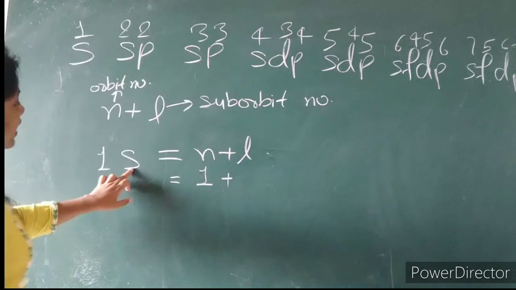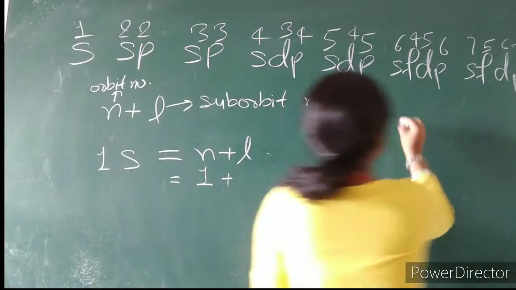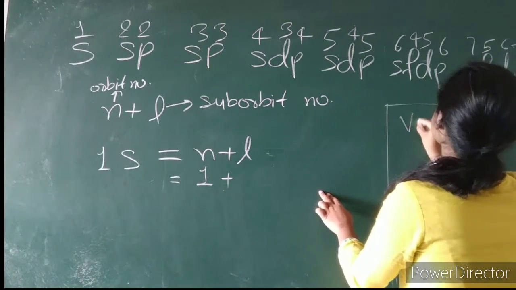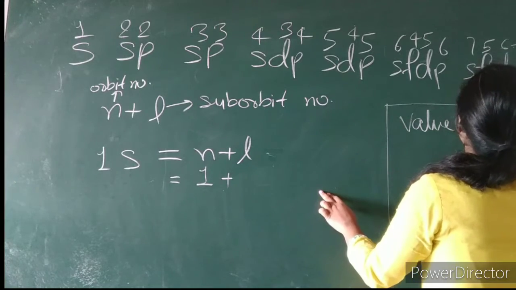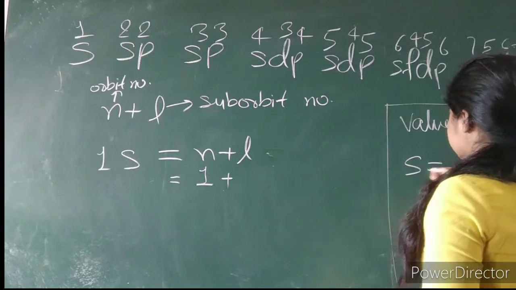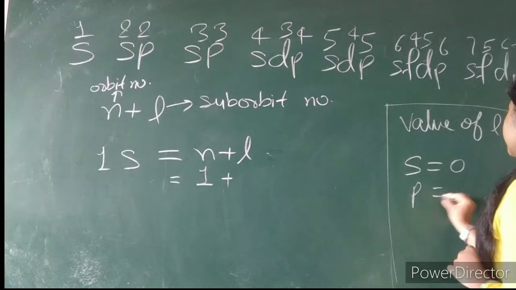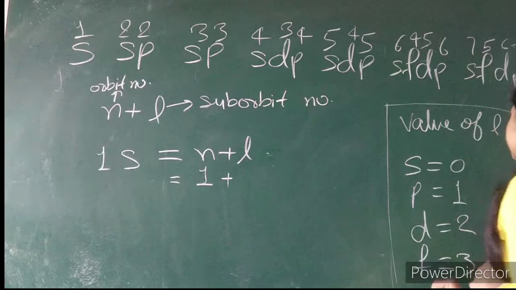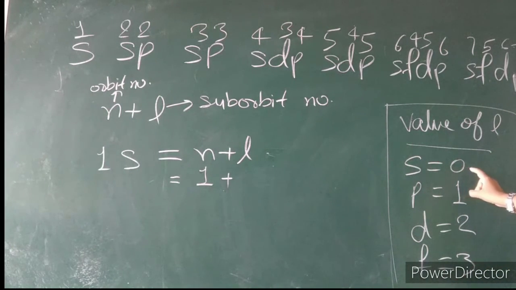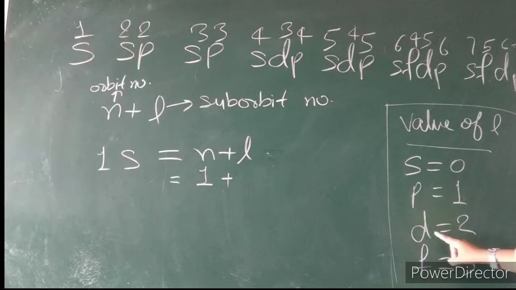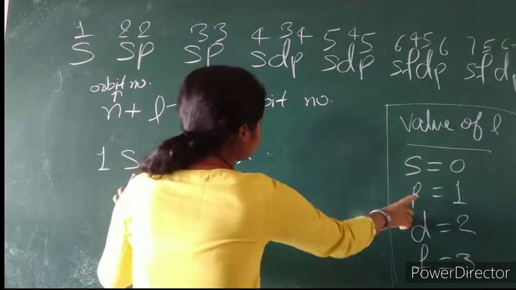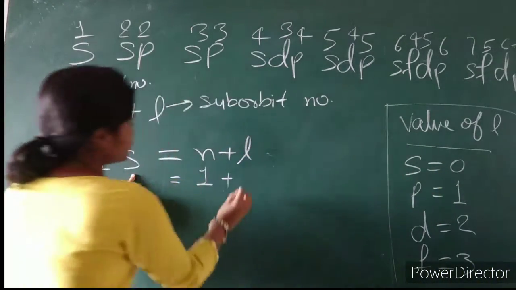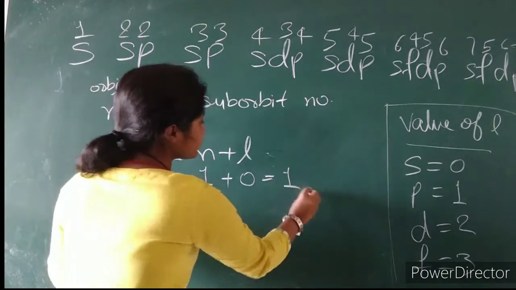Okay. Now for the s suborbit, we know that the value of l for s is 0, p is 1, d is 2, and f is 3, right? The value of l for s, p, d, f is s 0, p 1, d 2, and f 3. Okay, students? So, for s, we can write the value 0. So, we will put it here 0. The value we got is 1.